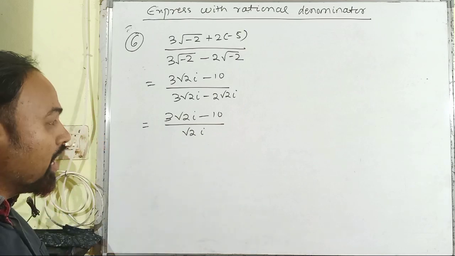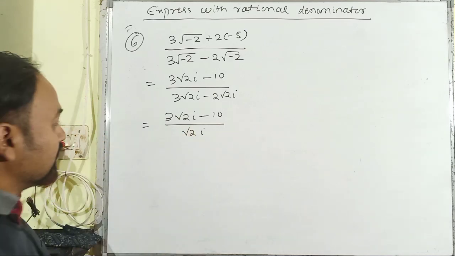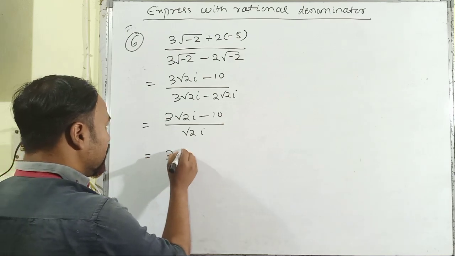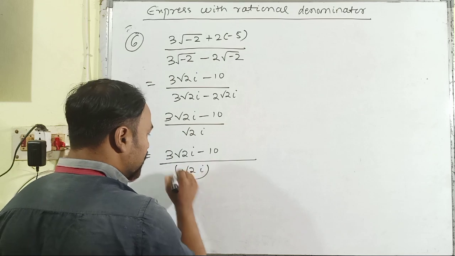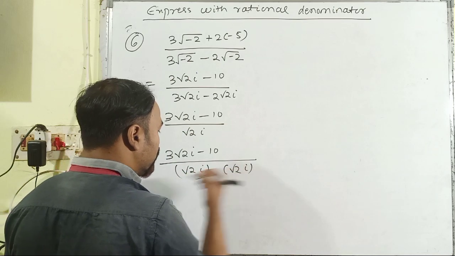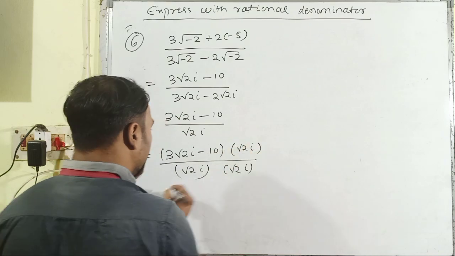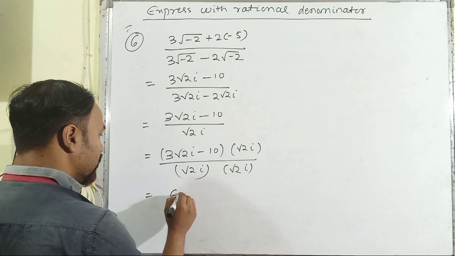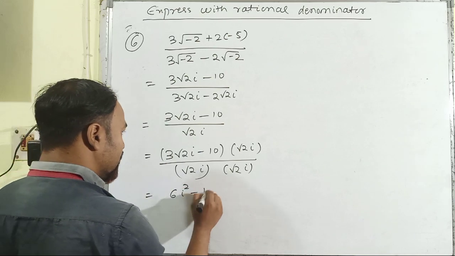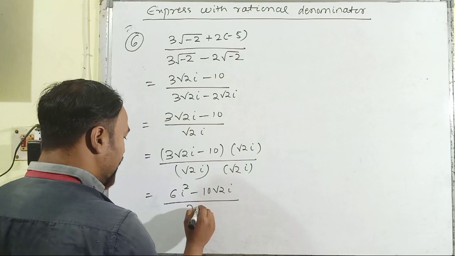If we multiply another √2 i to this √2 i, then it will become rationalized. So (3√2 i - 10) divided by √2 i. Let us multiply √2 i to the denominator as well as the numerator. Then this becomes (6i² - 10√2 i) divided by 2i².